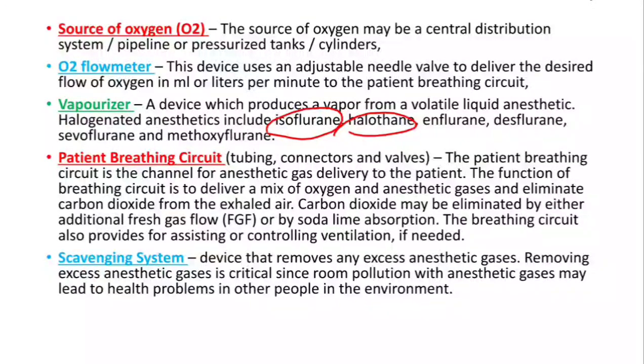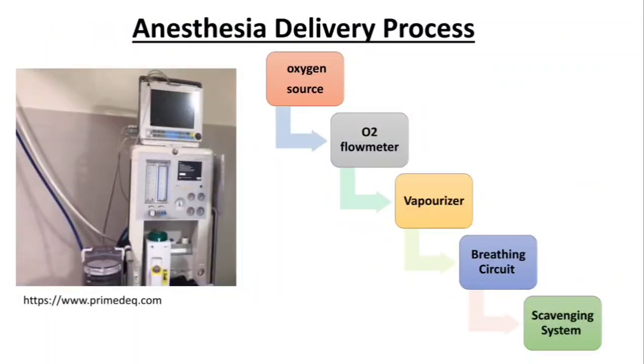Now the next component is the breathing circuit. Think of this like a roadway. The breathing circuit is a kind of roadway between the machine and the patient. It has tubes, valves and a reservoir bag that will ensure that the gas reaches the lungs smoothly while also removing the CO2.